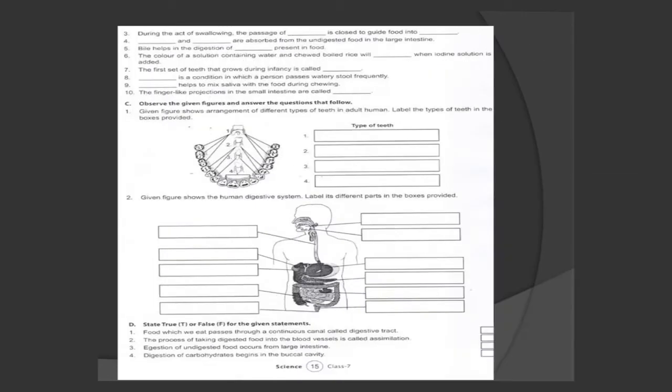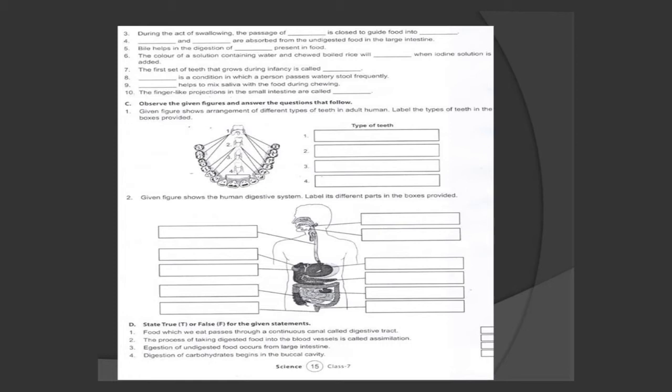Okay. Then during the act of swallowing, the passage of the windpipe is closed to guide the food into the food pipe. So the answer is windpipe. Then fourth question, water and salts are absorbed from the undigested food in the large intestine. Right? Then fifth question, bile helps in the digestion of fat present in the food. Answer: fat.